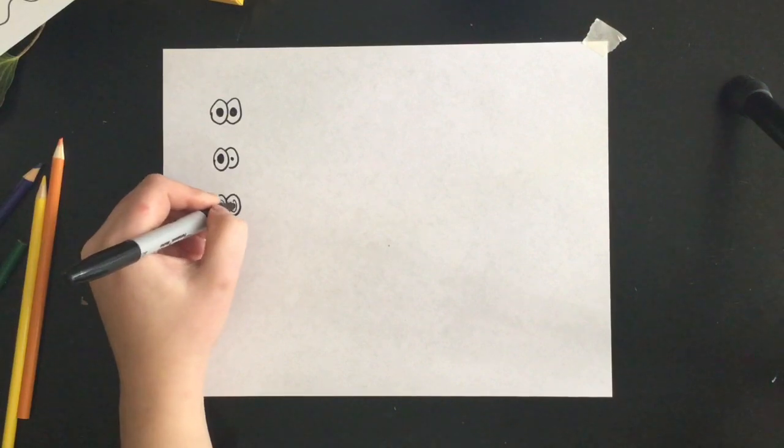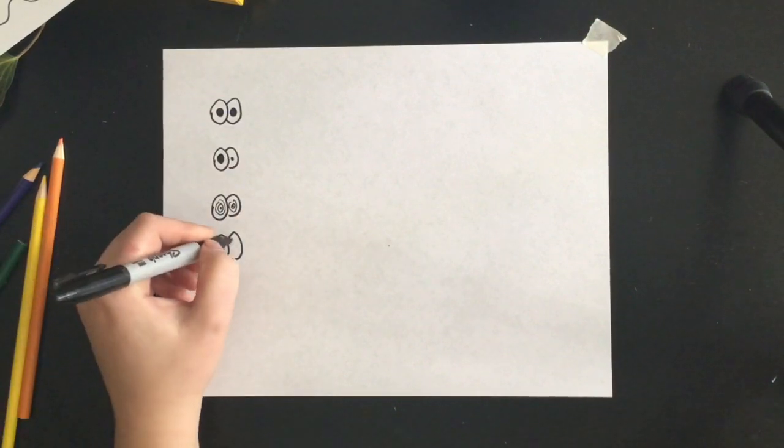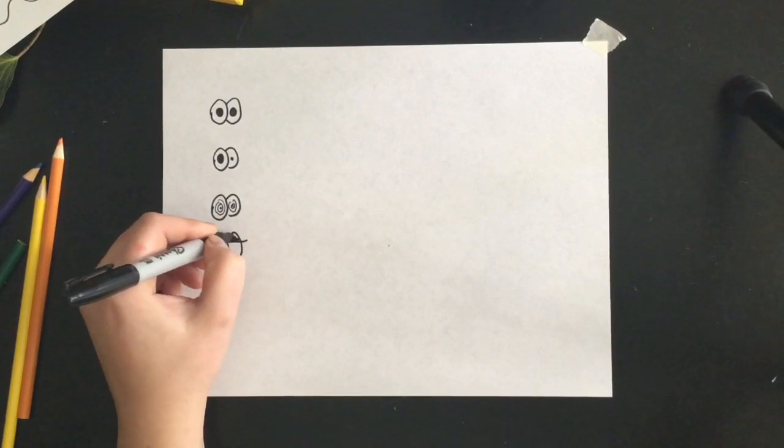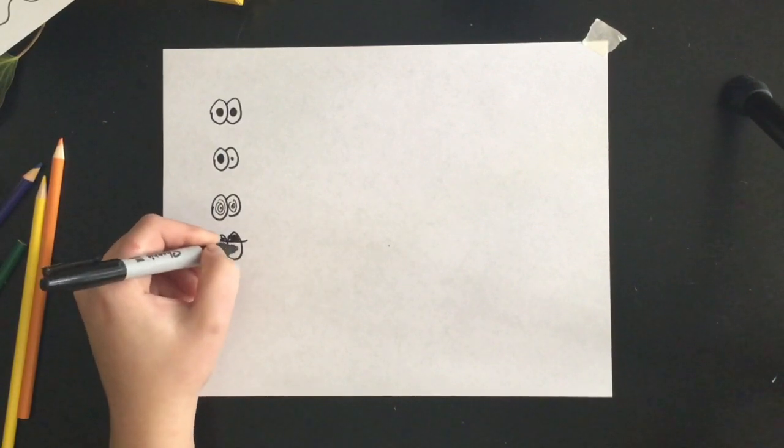and the third one, and I'm going to make a line here to make some eyelids, and then draw normal size eyes.